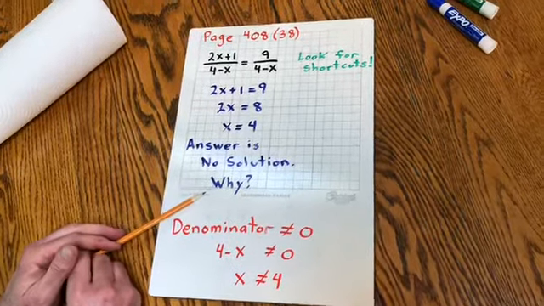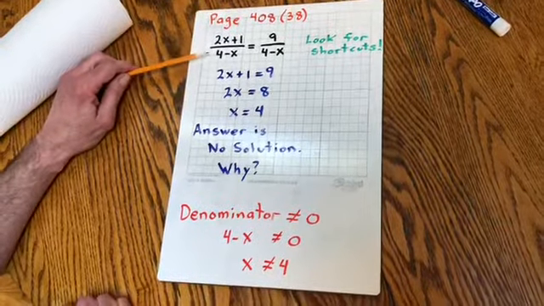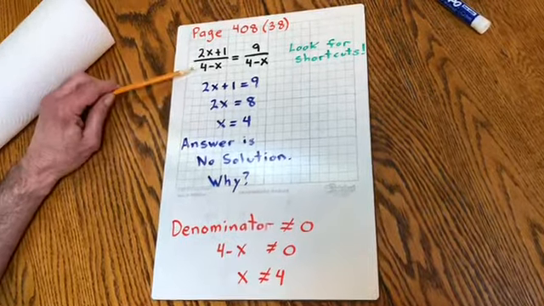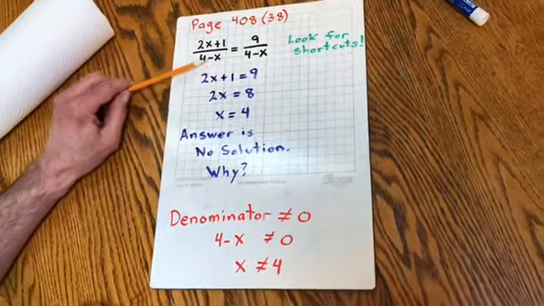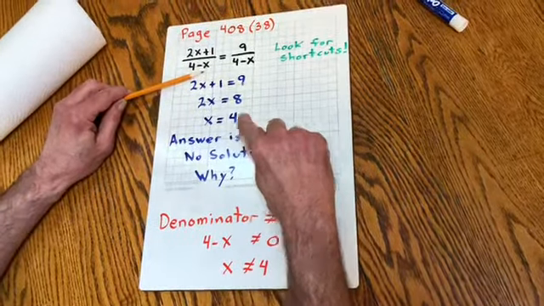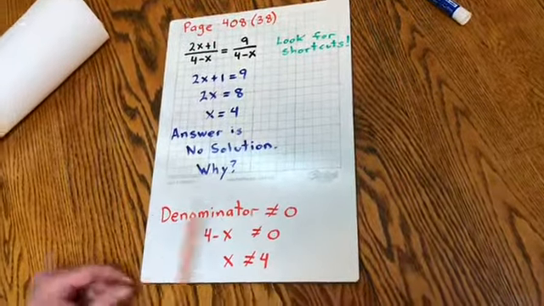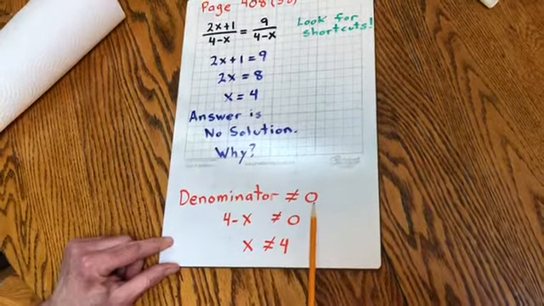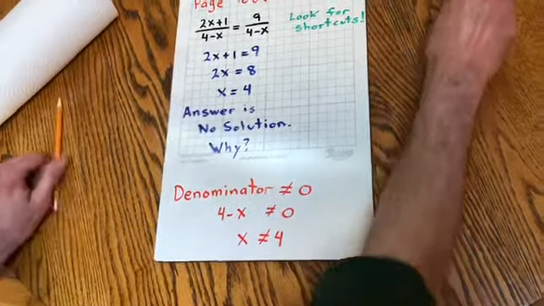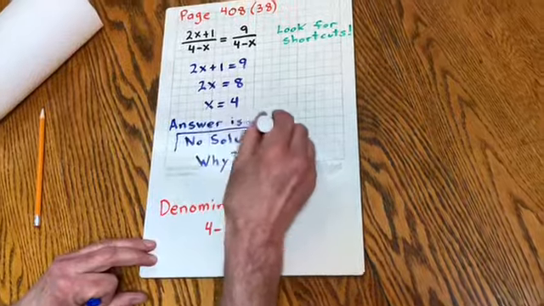Why is that? Well, we just talked about that. The denominator cannot equal 0, so you always test this. 4 minus x, 4 minus 4? Well, that's 0, obviously, and we can't allow that to happen. Denominator can never equal 0. So x cannot equal 4. Your answer to this one is no solution.